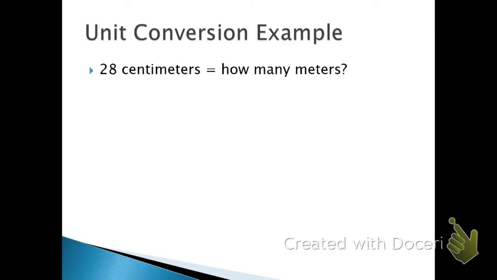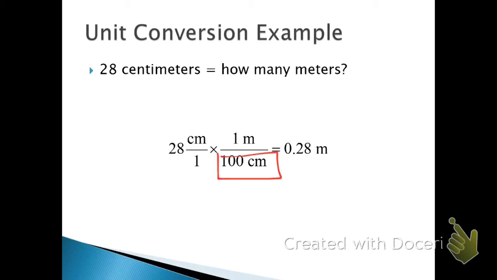You could jump to the metric staircase, or you could set this up. I've got 28 centimeters divided by 1, then I multiply it by a conversion factor. 1 meter is up on top because I want to get rid of centimeters by putting it in the denominator. And I want to end up with meters, so I'm going to replace it there. Centimeters in the denominator cancels with centimeters in the numerator, and there we go.